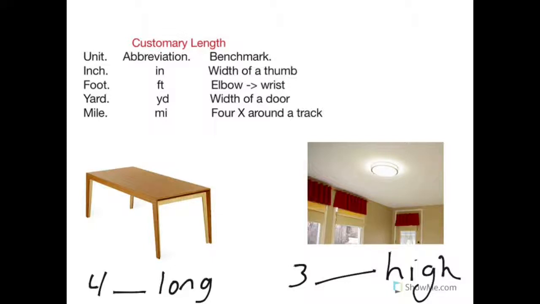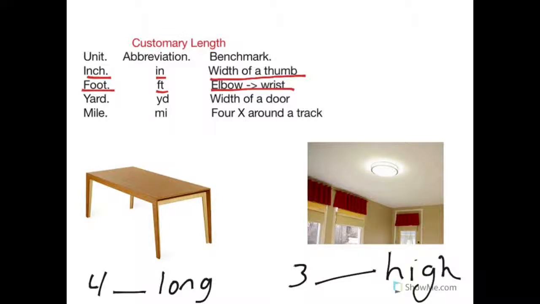But first, we're going to talk about the units that we use. Most of these you'll know. That's okay. We'll go through it very quickly, but I want everyone to have a quick review. An inch, you see how it's abbreviated, IN. That's about the width of your thumb, from side to side. A foot, FT. If you look at from your elbow to your wrist, that's about a foot.